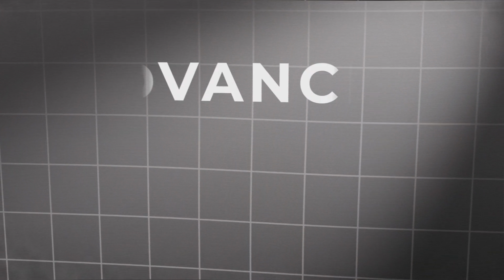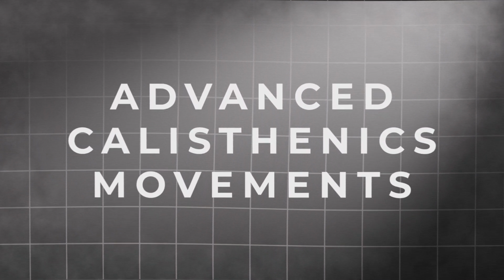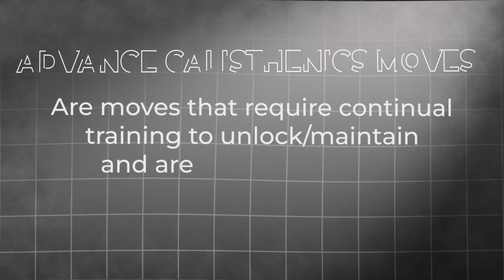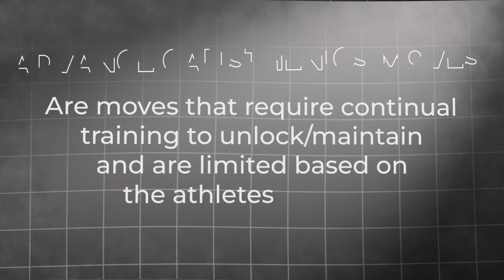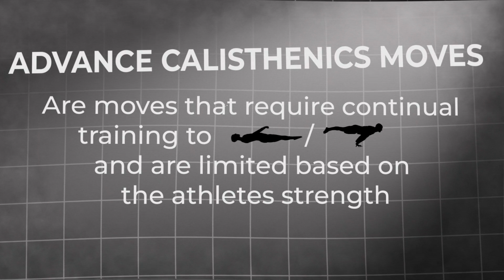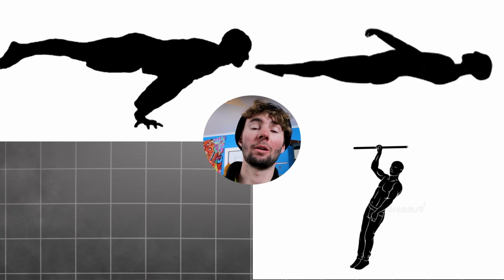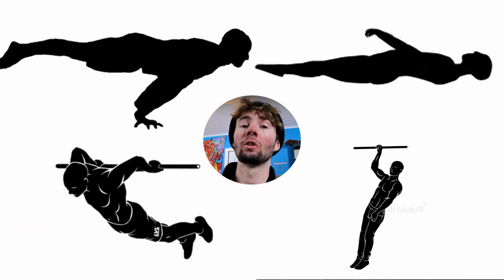Before I continue, I need to define what I mean by advanced calisthenics moves and what I mean by intensity. First off, advanced calisthenics movements. Advanced calisthenics moves are moves that require continual training to unlock and maintain, and are moves that are limited based on the athlete's strength. Movements such as the planche, the front lever, the one-arm pull-up, and the Hefesto are all great examples of advanced calisthenics moves.